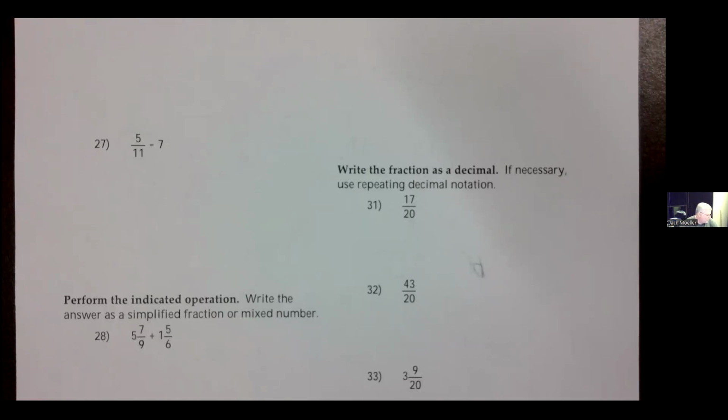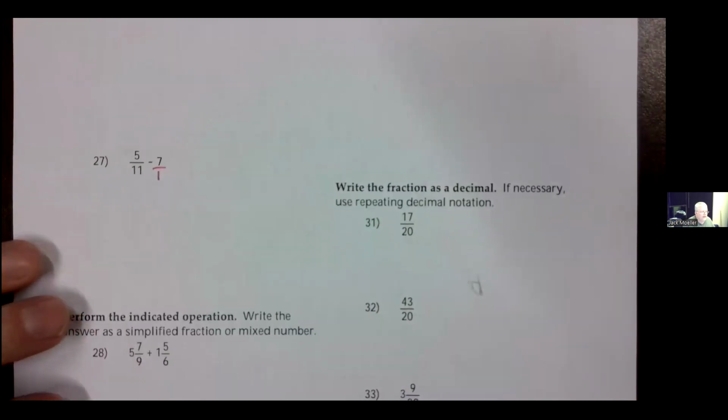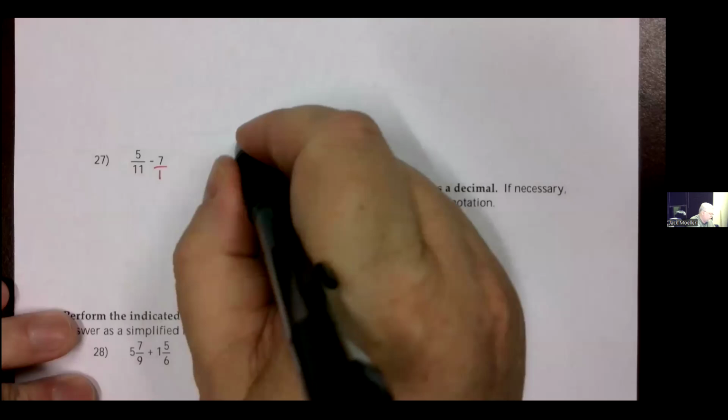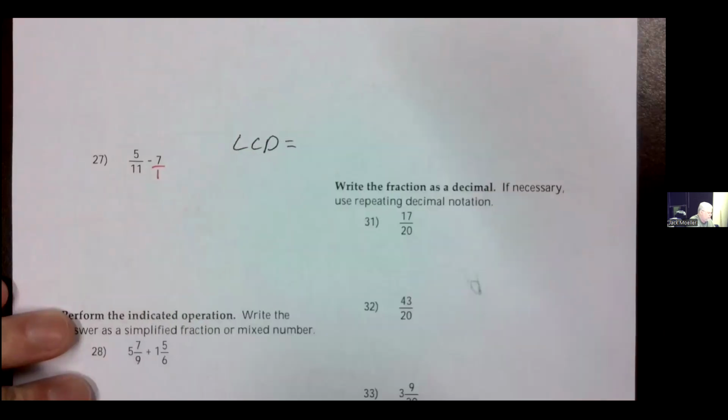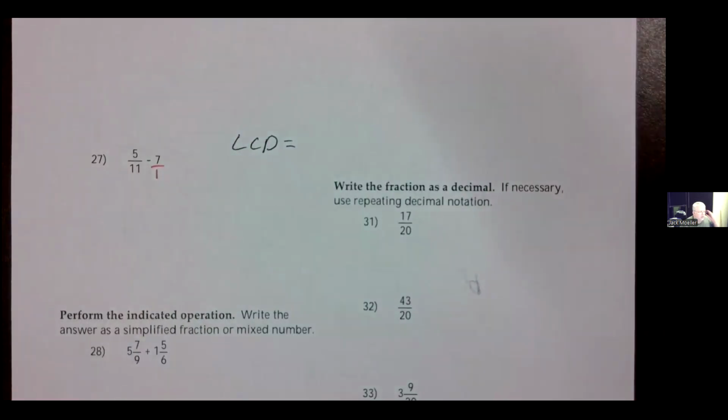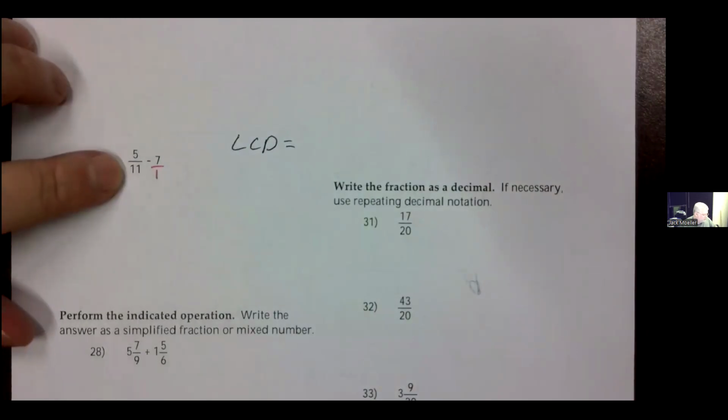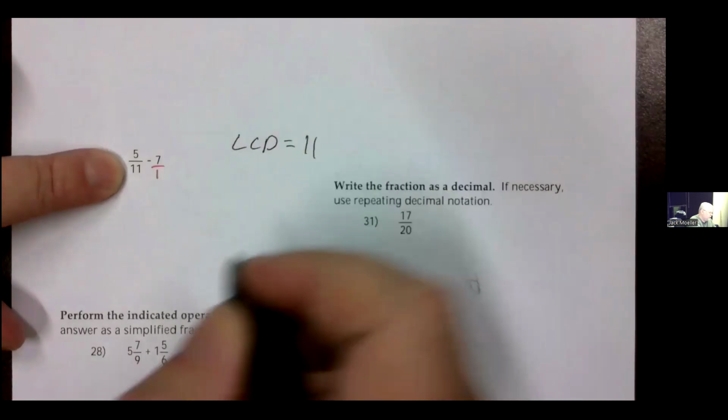Well, anytime we're dealing with fractions and whole numbers, it's generally going to be more straightforward if everything's a fraction. And how do you make a whole number a fraction? By putting it over 1. So we're really dealing with 5/11 minus 7 over 1. So the denominators are different, so we need an LCD. And what is the least common denominator? Well, always go with the biggest one, which is 11. 1 goes into 11, so our LCD is 11.